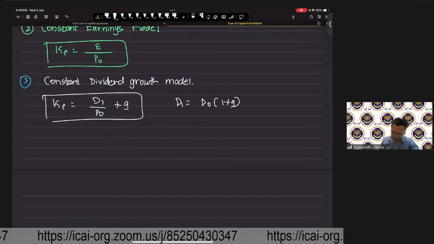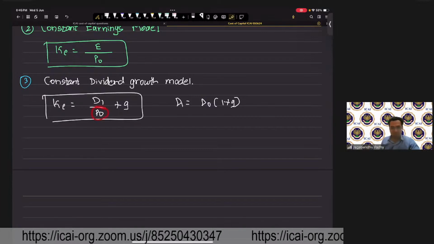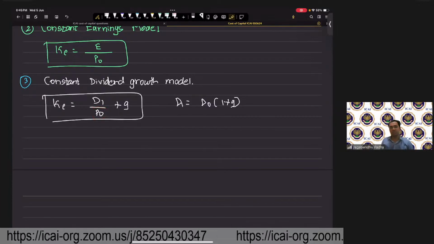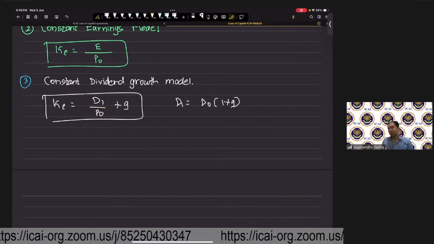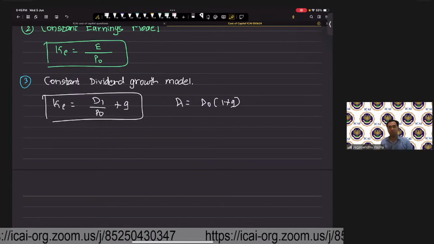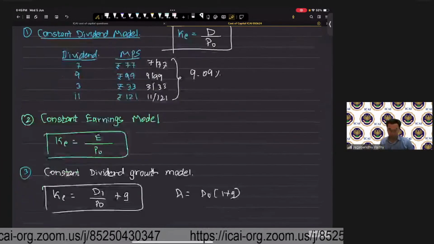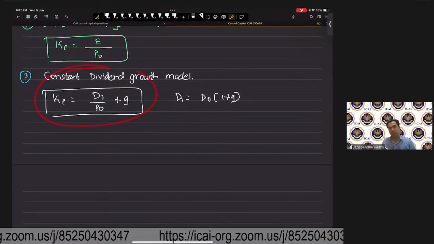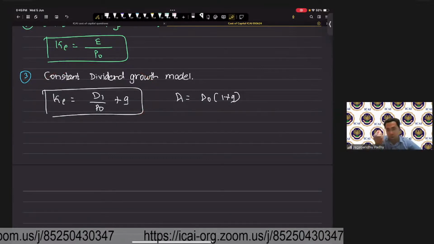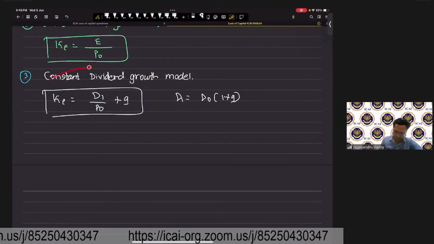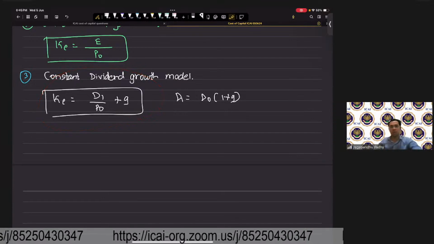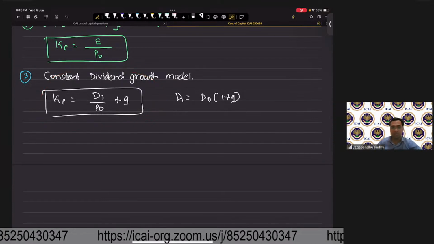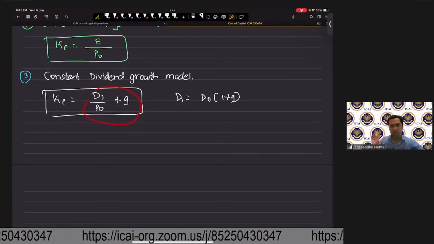Now sometimes this P0, you can also take it as net proceeds, if the question is giving you information about the current market price and the flotation cost involved. More about this dividend growth model, the Gordon model, we will be learning in the chapter of dividend decisions. We'll learn how this formula has been derived over there.